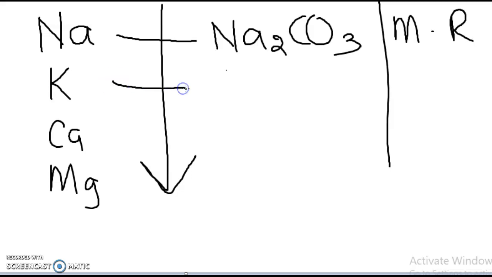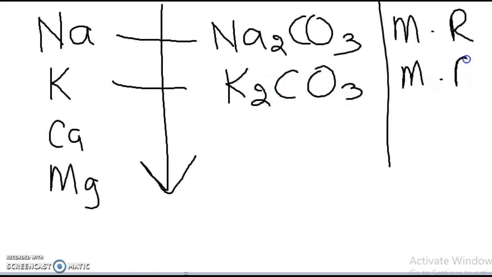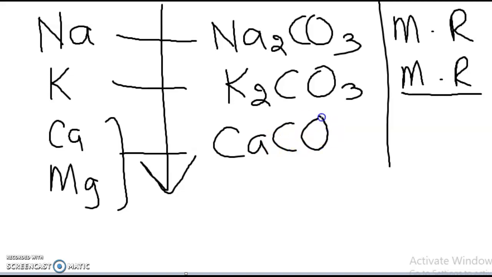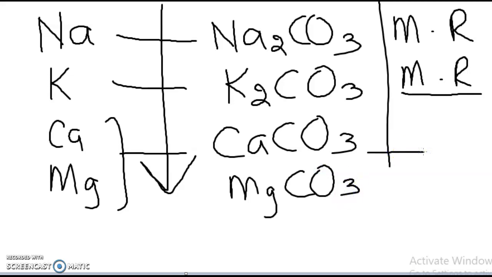Same like that, if a metal carbonate is formed with potassium, potassium is also a very reactive metal, so the metal carbonate will be very hard to decompose. On the other hand, calcium and magnesium, as compared to sodium and potassium, are less reactive. So calcium carbonate and magnesium carbonate will take less heat to decompose because they are moderately reactive metals.